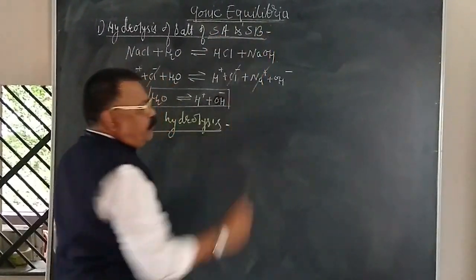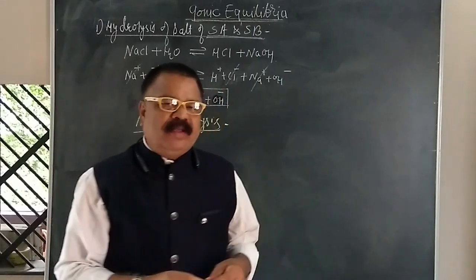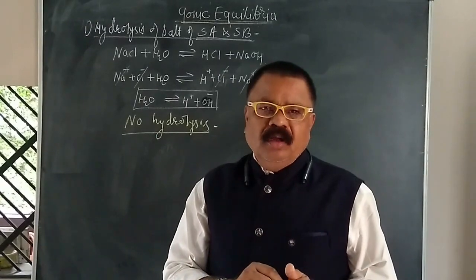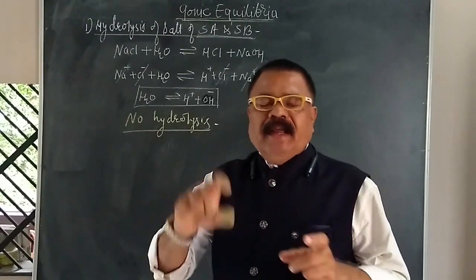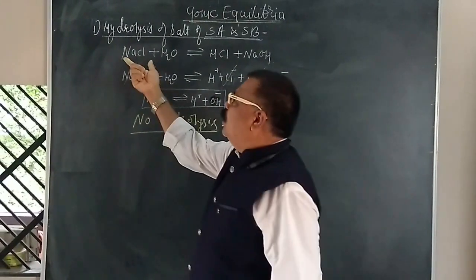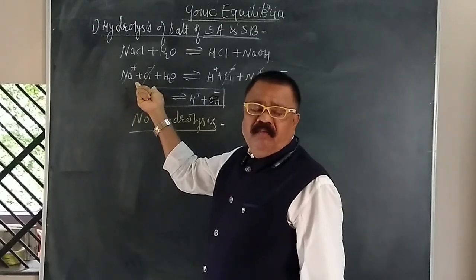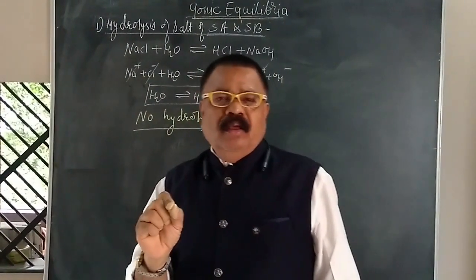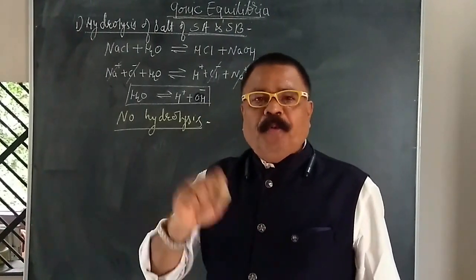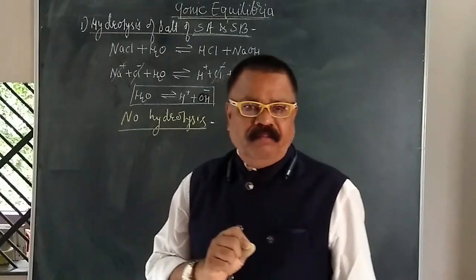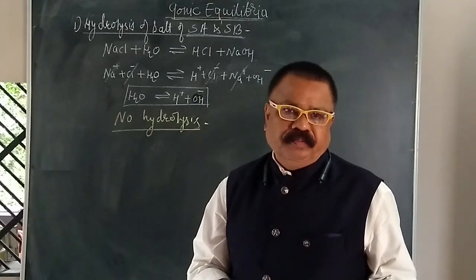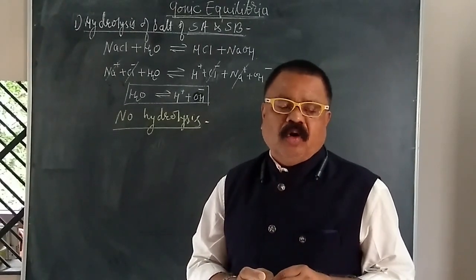Now see, as per the definition of hydrolysis that we have taken, what is the hydrolysis of the salt? When the salt gets hydrolyzed, it produces acids or bases. For this, in the salt, either the cation or the anion, or both, react with the water to produce acidity or alkalinity. That is known as the hydrolysis of the salt.